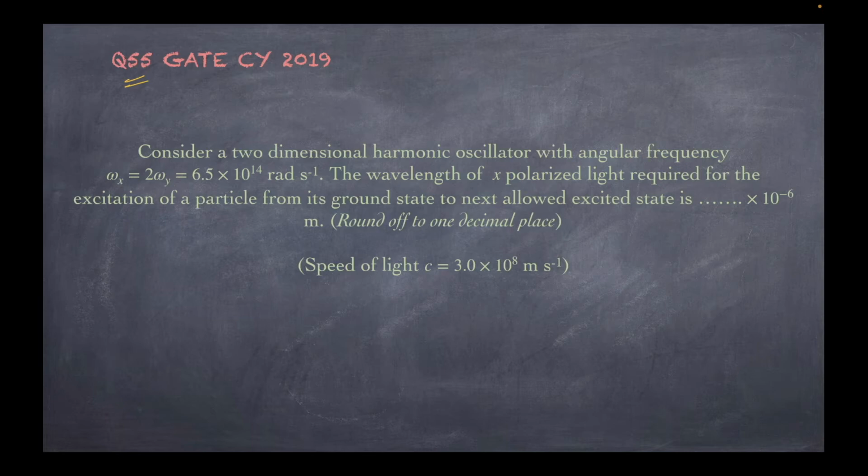And the wavelength of X polarized light required for the excitation of a particle from its ground state to next allowed state is. So round it up to 1 decimal place. So here we have to find out the wavelength of X polarized light. Here X polarized light is important because it only excites the states of the harmonic oscillator along X direction. So from ground state to next allowed state. Okay, so let's find out.